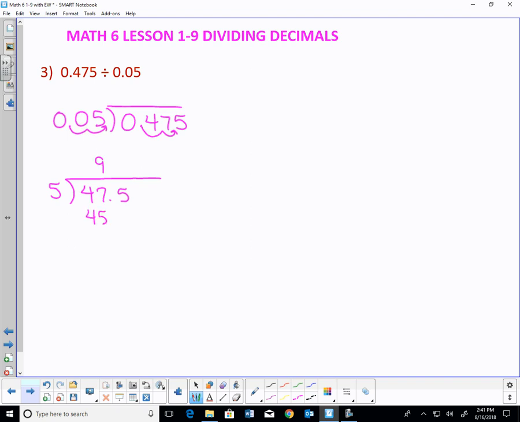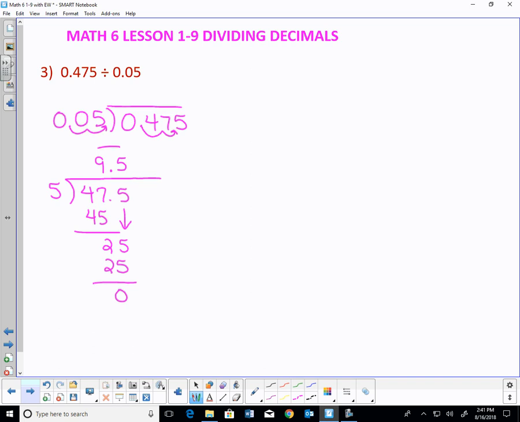47 minus 45 is 2. Make my decimal point straight up because I forgot that. Bring down my 5. 5 goes into 25 5 times. So 0.475 divided by 0.05 is 9.5.